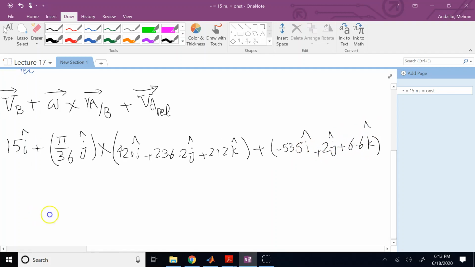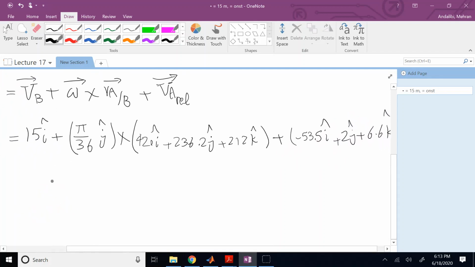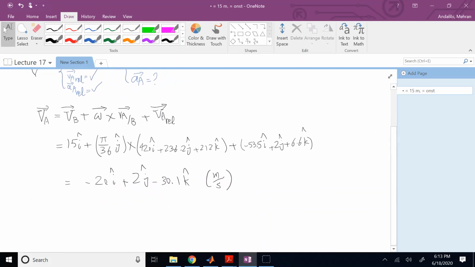And all you need is to carry out the cross product and simplify, and if you do, you are going to get negative 20i plus 2j and then minus 30.1k meters per second. So clearly you see that this vector, which is what the radar measures on the ship, is different from what you should report to the headquarters. Clearly, right? They are different because of the effect of the motion of the ship and rotation of the ship.